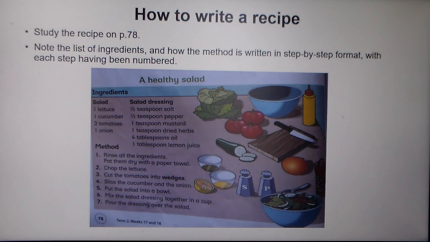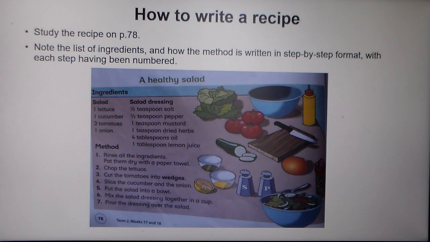And then underneath your ingredients is the method. Now the method contains the steps that you have to take in order to make your salad. So your ingredients are what you will use or what you will need to make your salad, and your method is how you will make your salad.